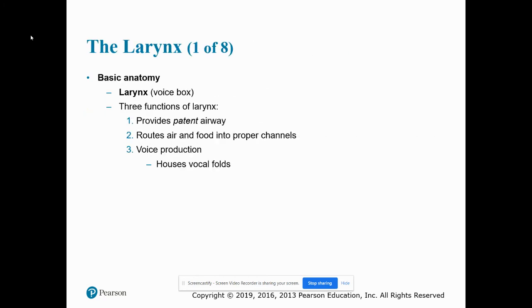Then we have the larynx. The larynx is also known as the voice box. It has three functions. One is to provide a patent airway, which means open airway. Another one is to route air and food into proper channels. And then it also plays a role in voice production, which is why it's called the voice box. It houses the vocal cords.